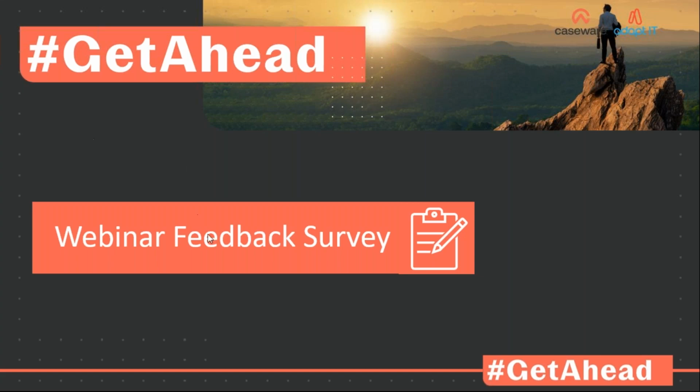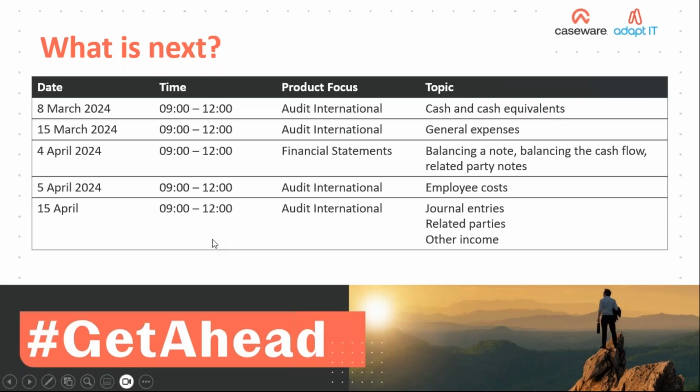Looking forward to being with you on the 15th of March for general expenses. On the 4th of April, we're covering financial statements: how to balance your notes, balancing your cash flow, which several of you asked for, and balancing your related party notes. On the 5th of April, we're going through the employee costs, auditing employee costs using Audit International. And on the 15th, for 3 hours, we're going to do the auditing of journal entries, related party, and other income.